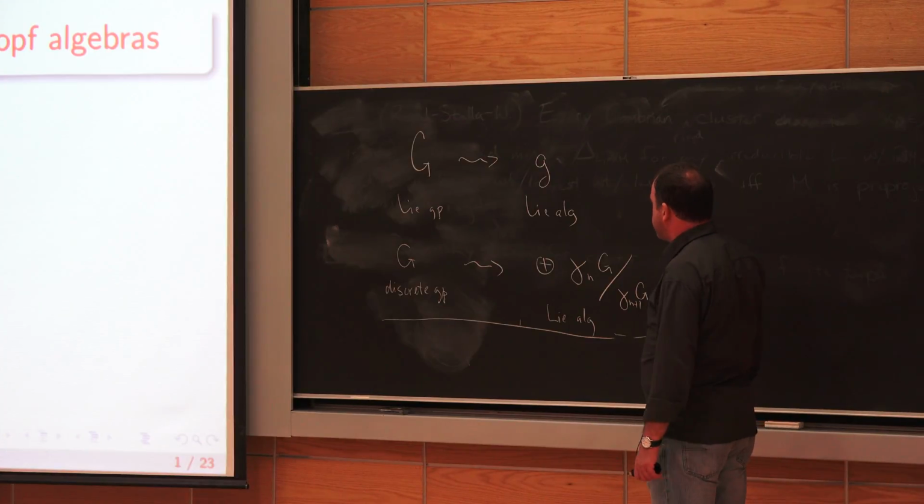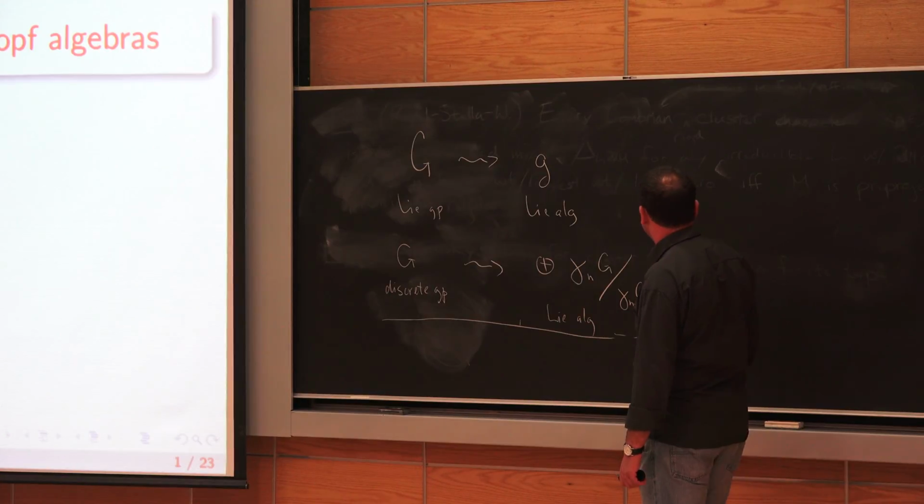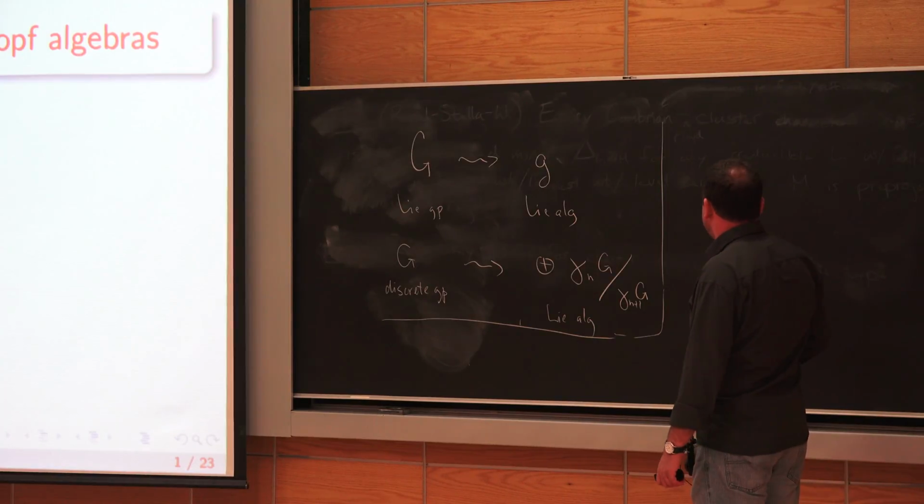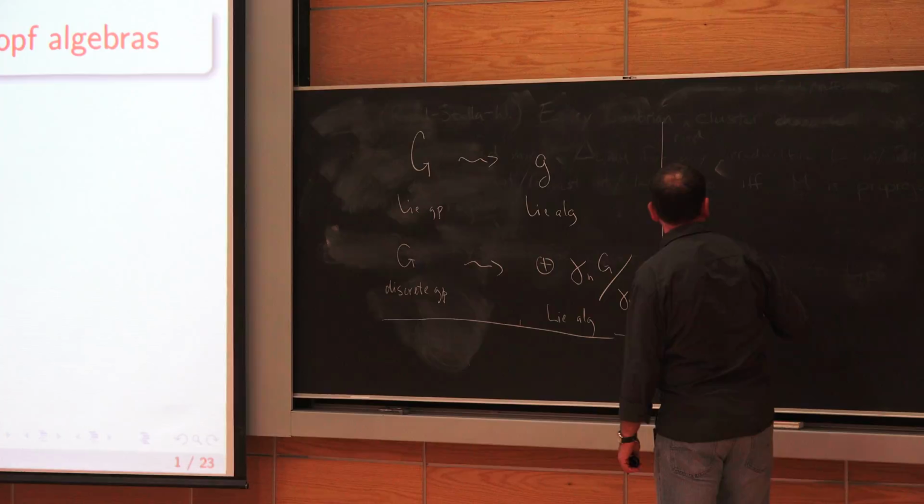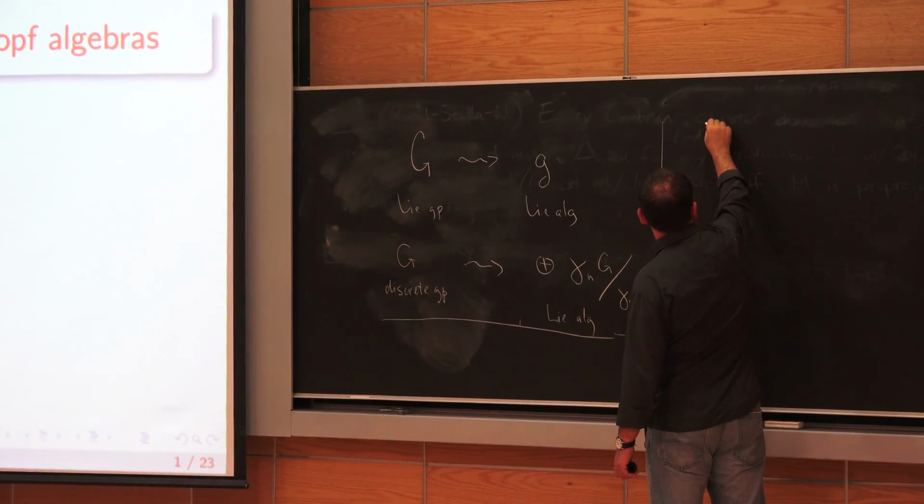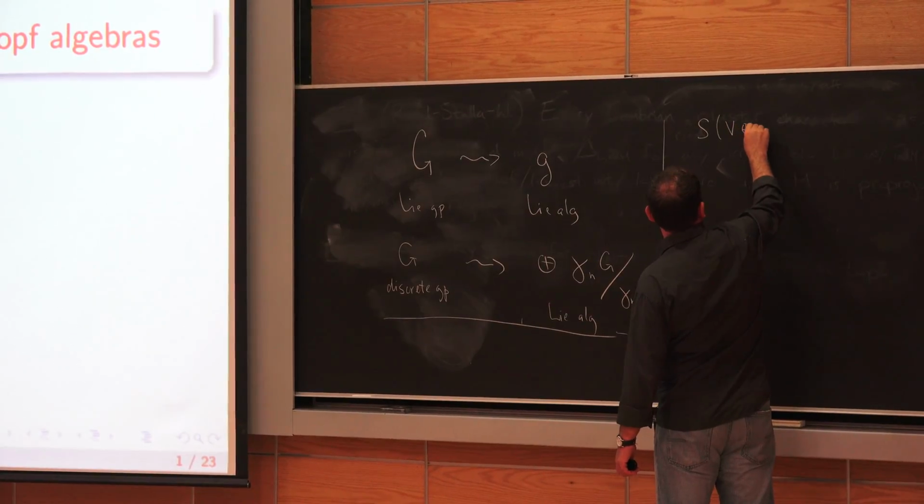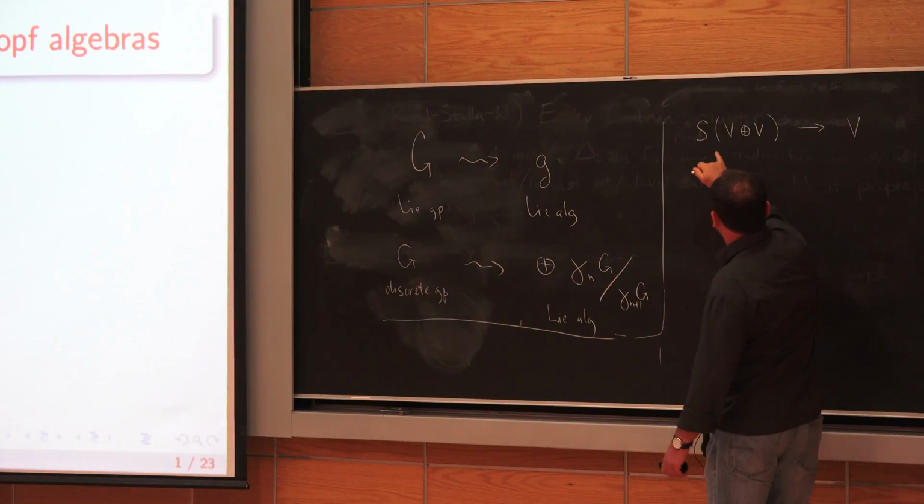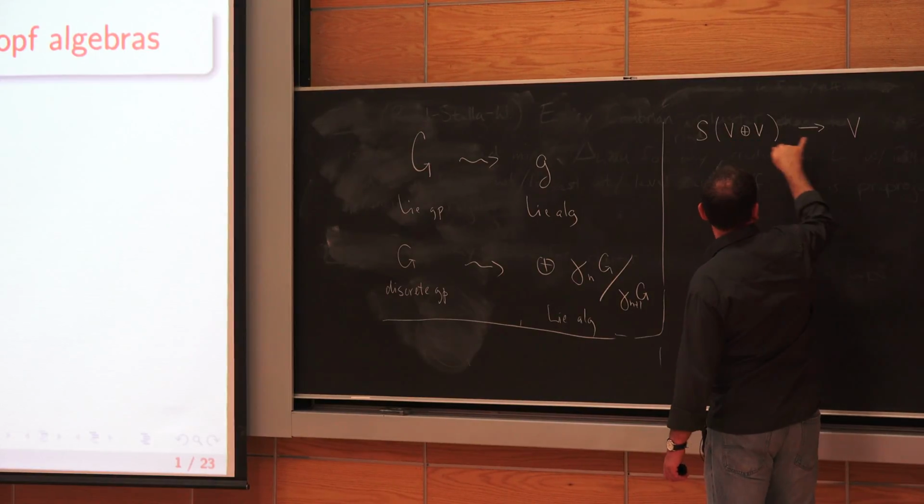So integration is really not a very difficult thing, at least formally. If you have, for instance, a formal product on a vector space, a formal product on a vector space is nothing but a map of a symmetric algebra of V plus V to V.